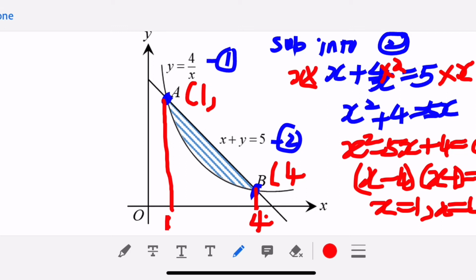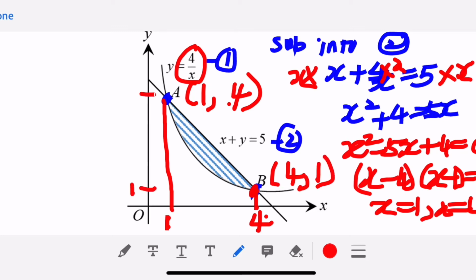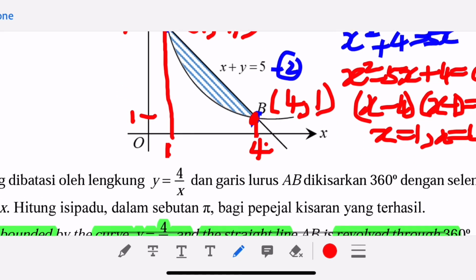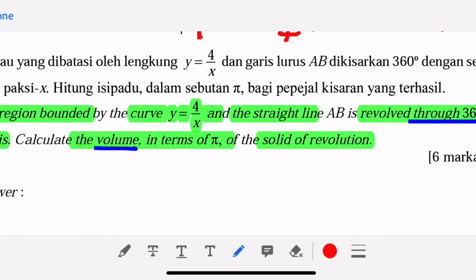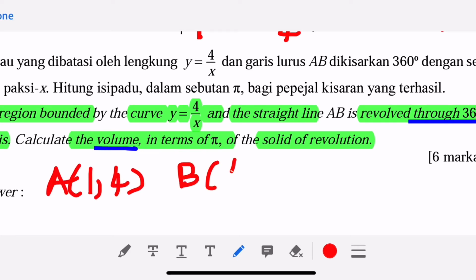Okay, then how to find the y? We can substitute 1 into here, 4 over 1. We can substitute into any equation because it lies on the two lines. So here will be 4 over 4. Logically, this is 1, this is 4. Okay, now we're going to find the volume, right? So we got a point A, which is 1, 4. So let's write down point A is (1, 4) and point B is (4, 1).